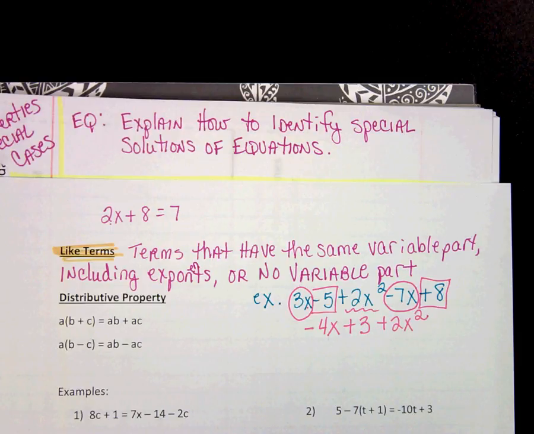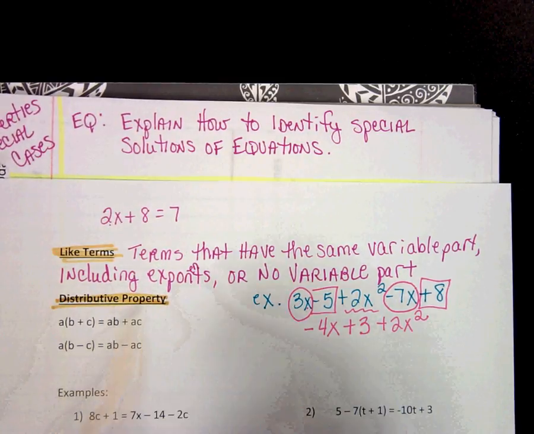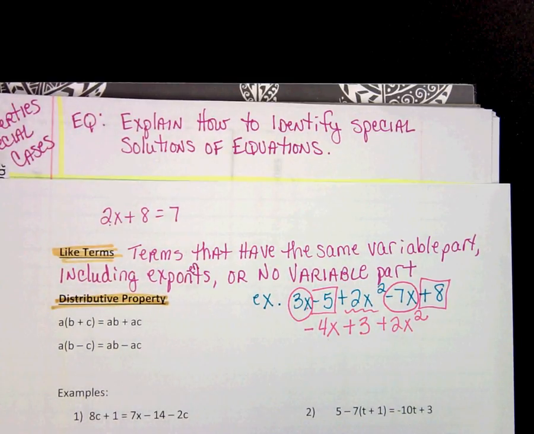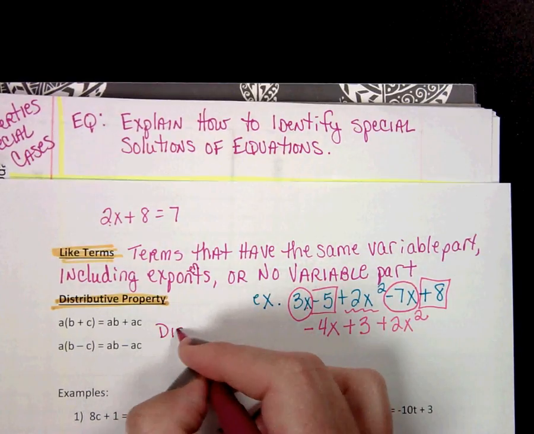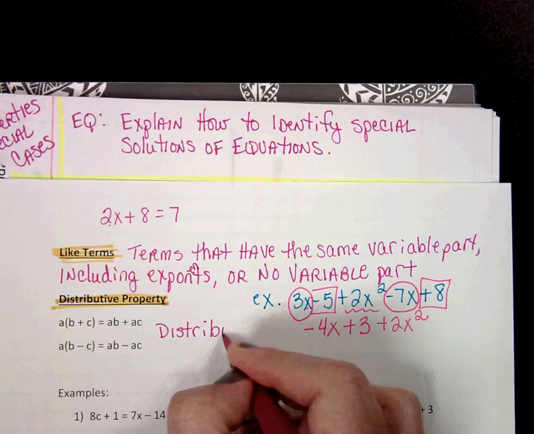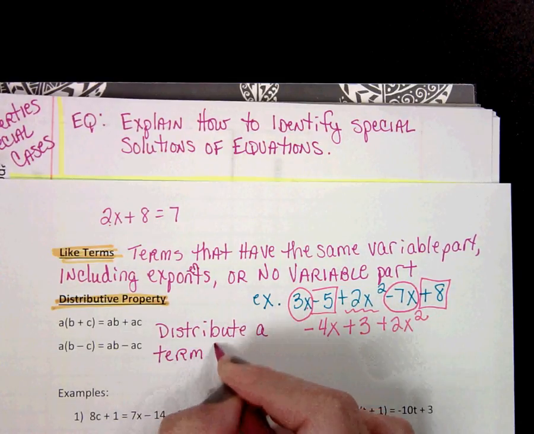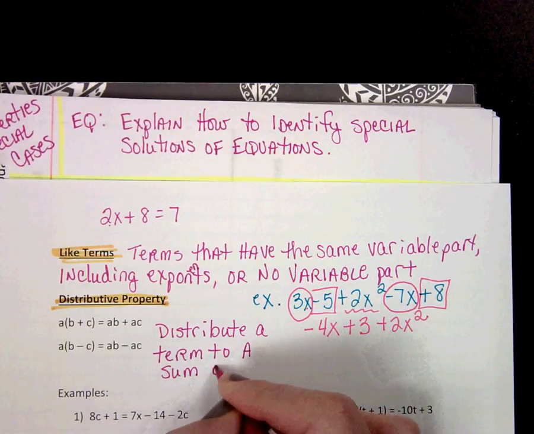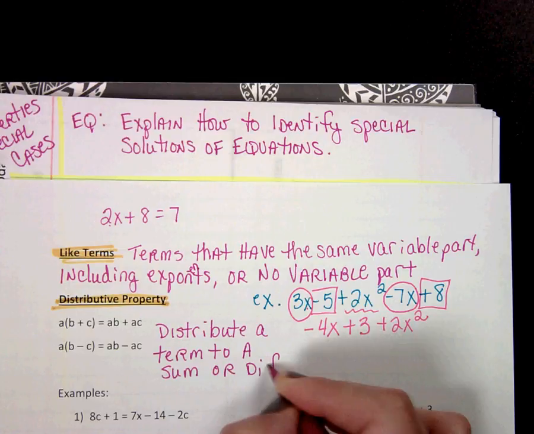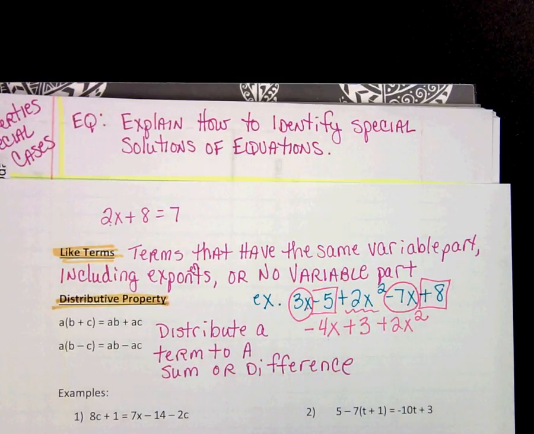It's still equivalent. The next vocabulary we need to talk about is our distributive property. You should be somewhat familiar with it. Remember that the distributive property says that you can distribute a term to a sum or difference. I love the distributive property. If it's possible to love a math property, this is the one I love.